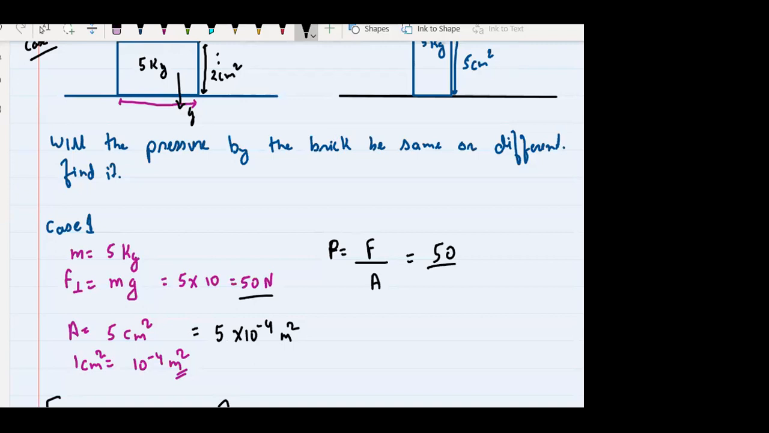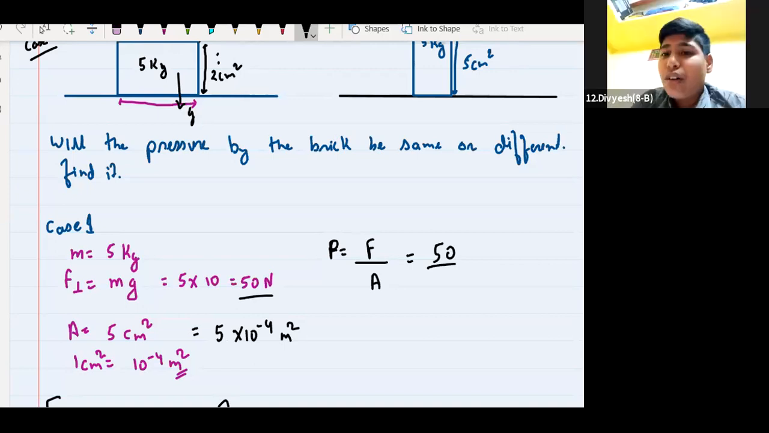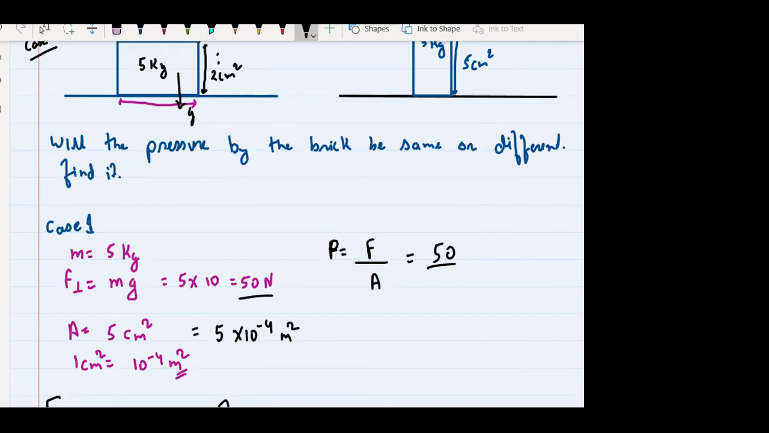Wait, guys, please message. Divyesh, you are joining with a smiley face? Who is joining with a smiley face? Again, a smiley face has entered.